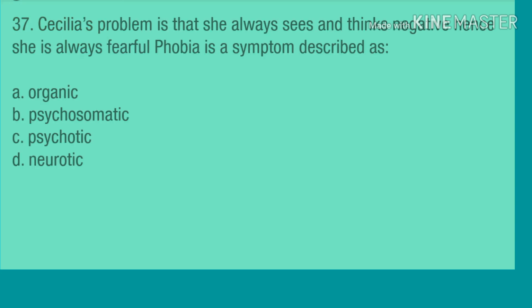Question 37. Cecilia's problem is that she always sees and thinks negative, hence she is always fearful. Phobia is a symptom described as A. Organic, B. Psychosomatic, C. Psychotic, D. Neurotic. Answer, D.